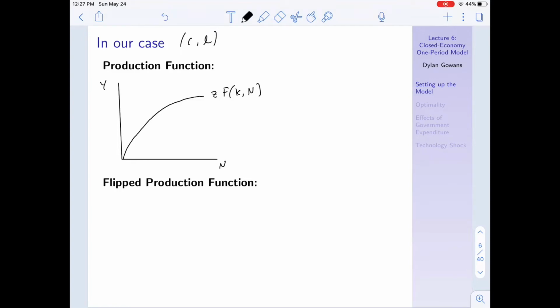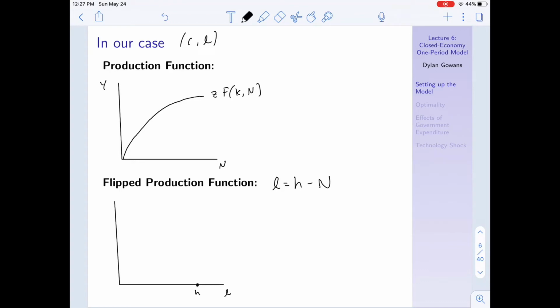I mean that really we could reverse the axis and instead express it in terms of leisure, okay? Because remember that leisure is just the total number of hours available minus the amount of labor supplied. And so given that, we can reverse this production function. So instead of having n on the x-axis, let's instead put leisure.